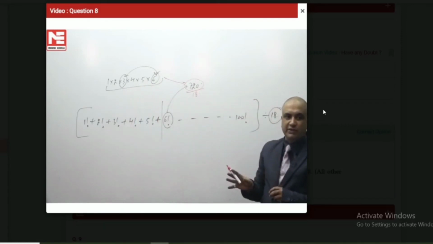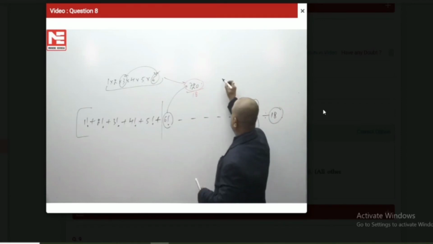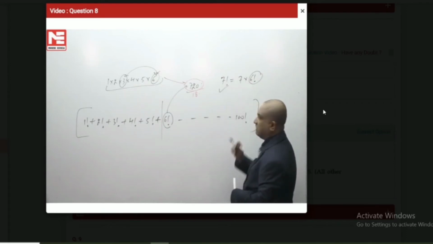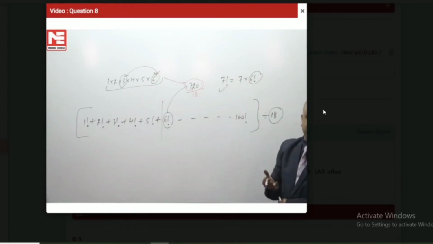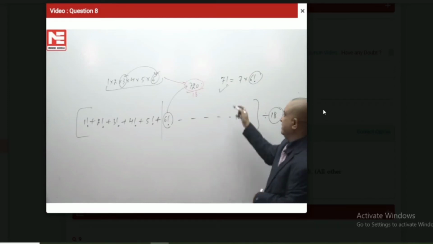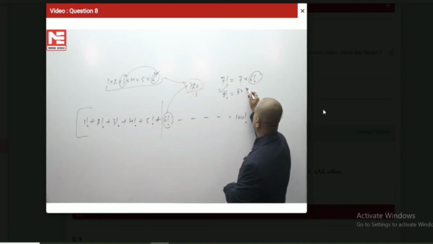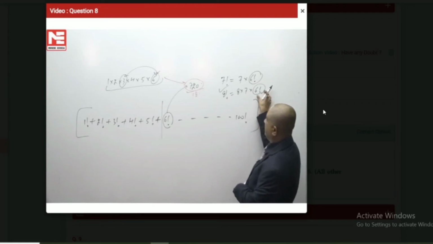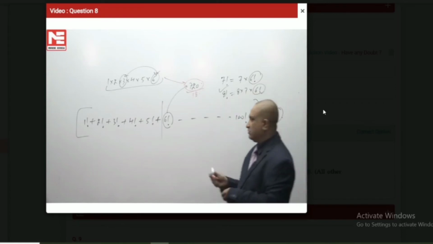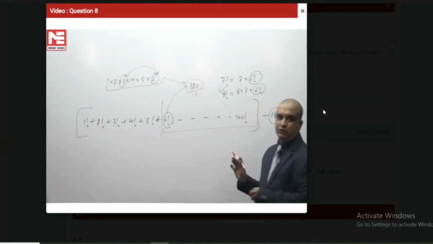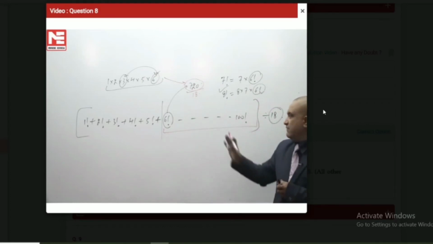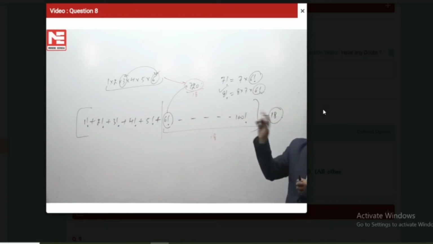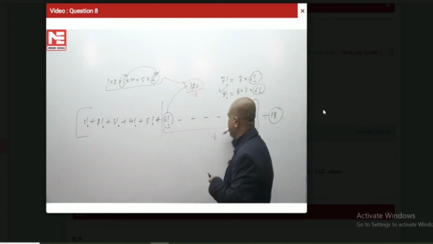There is no need of solving the question beyond this point, because 7 factorial is fundamentally 7 into 6 factorial. Because 6 factorial is a multiple of 18, 7 factorial is also a multiple of 18, and so is 8 factorial, which is 8 into 7 into 6 factorial. Every factorial from 6 factorial onward is divisible by 18, so in all of these cases the remainder will be 0.